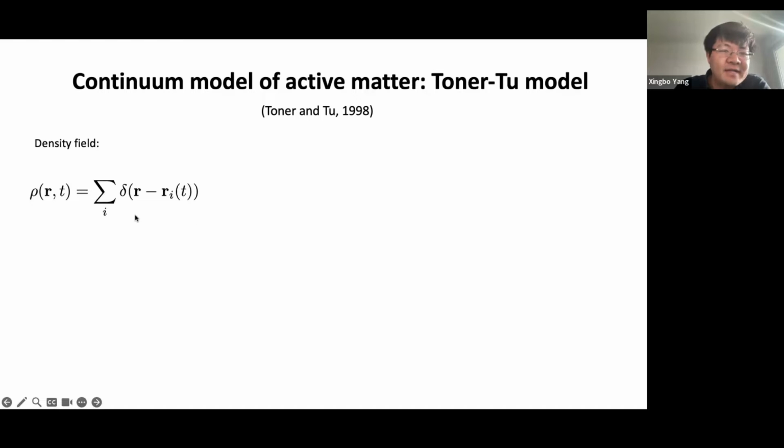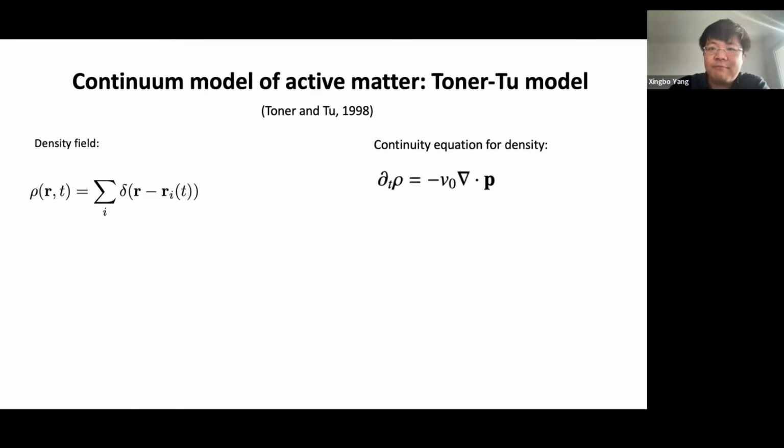So now we can define a density field that basically describes the local density of the particles. You can then write down a continuity equation for the density field, where the partial temporal derivative of the density field is basically related to this convection. Because they're active particles, if they have a certain direction, they basically move along that direction, and that convects their mass. This is basically conservation of mass.